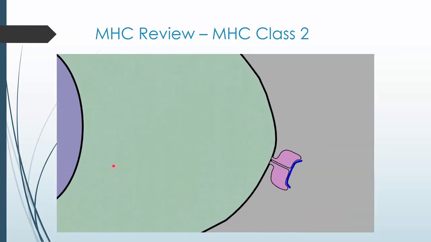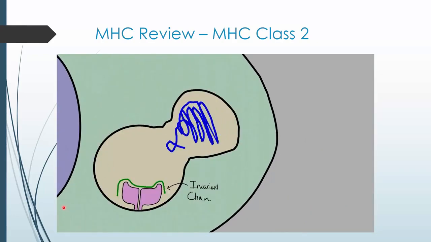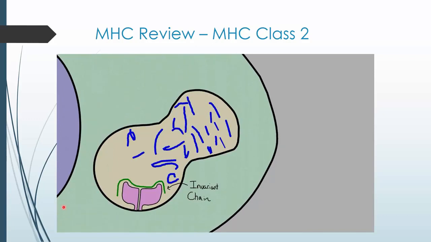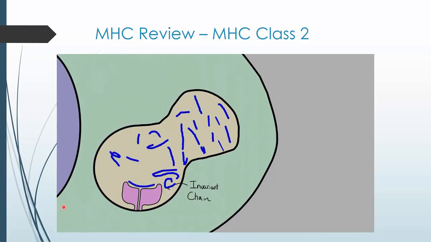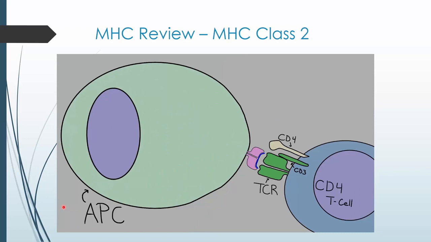Okay? One point that I want to bring up is that there's something called the invariant chain, which sits in the MHC class 2 during all of its development and prevents rogue self-proteins from binding in the endoplasmic reticulum. So the invariant chain is removed in the lysosome so that lysosomal products can then be added to the MHC class 2. That's just a way of making sure that no self-proteins are put on it.